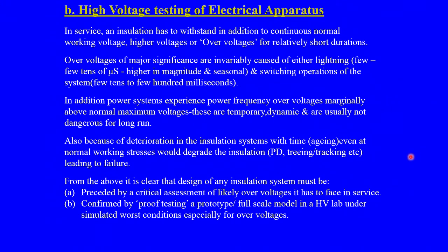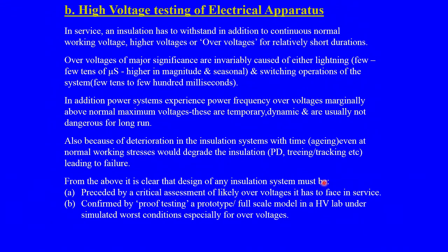In addition, apart from lightning and switching surges, the power system could experience the normal power frequency, that is 50 hertz, over voltages marginally above normal maximum voltages. This could be temporary, and this may be because of dynamic problems related to the network, and is also usually not dangerous for a long run. This could exist for a few cycles where the voltages could go up.